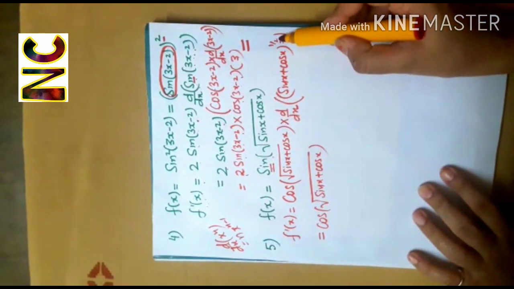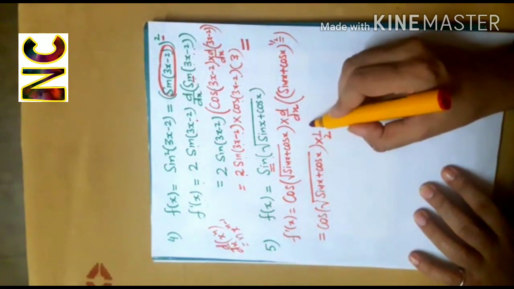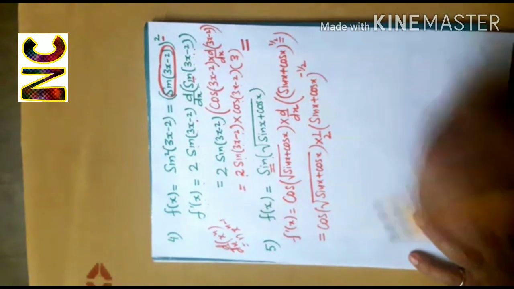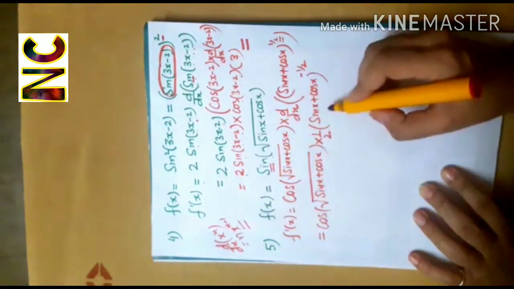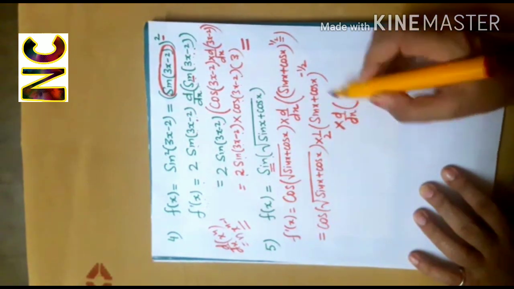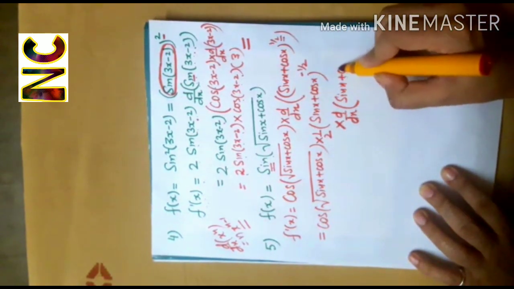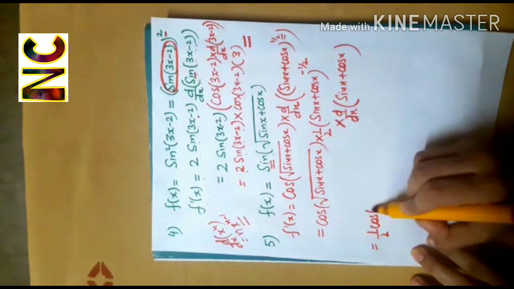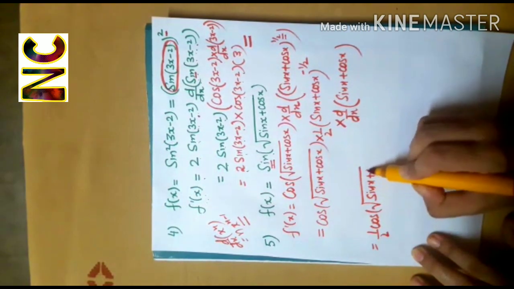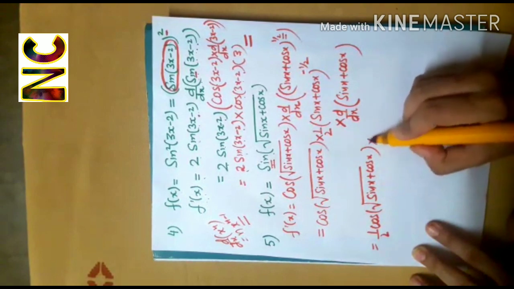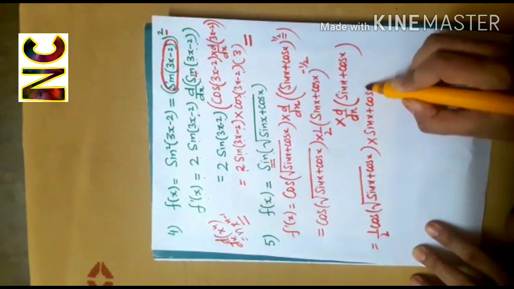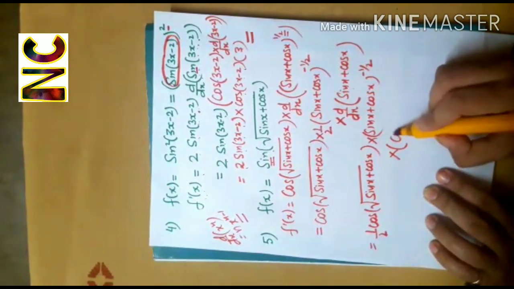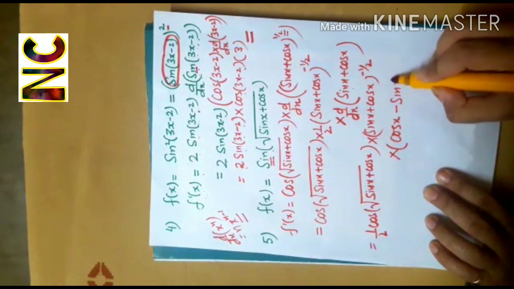Now first handle this outer function. It's 1/2 (sin x + cos x) to the power minus 1/2, using this formula, times the derivative of the inner function, which is sin x + cos x. So I can write this as 1/2 cos(√(sin x + cos x)) times (sin x + cos x) raised to the power minus 1/2, times the derivative of sin x, which is cos x, and it's minus sin x.